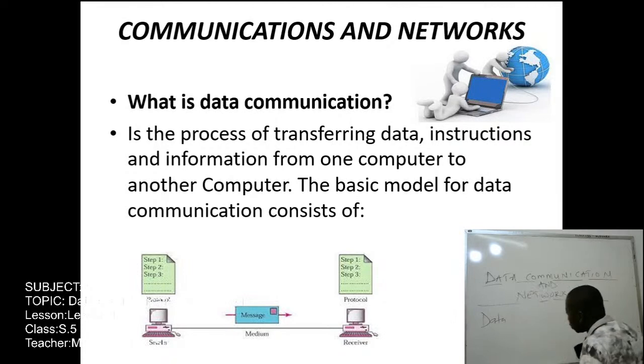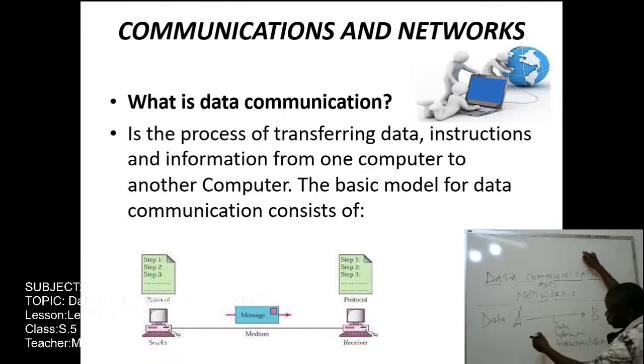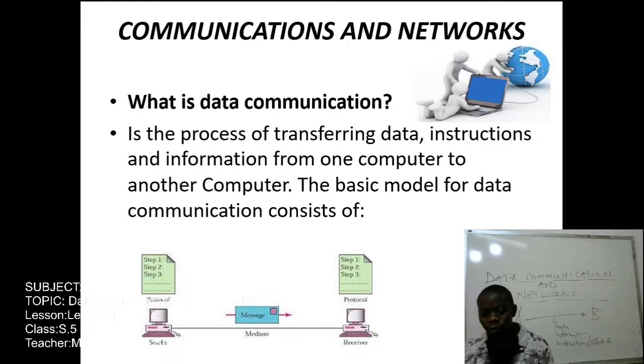You may have two computers, computer A and computer B. Computer A is communicating to computer B. What is being exchanged here may be data, information, or instructions, the so-called software. The two are communicating to one another. So data communication is the process of transferring data, instructions, and information from one device to another.